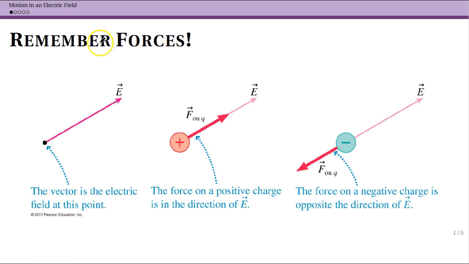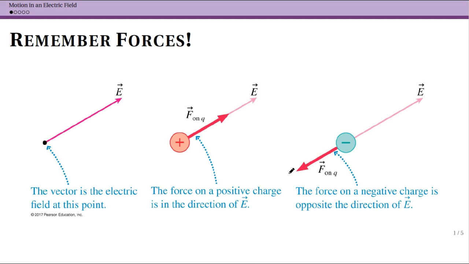So first, we need to remember that electric fields are fundamentally about forces. If I have an electric field at a point, we know that that is going to exert a force when I place a charge there. If it's a positive charge, the direction of the force is the same as the electric field. If it's a negative charge, it's the opposite direction.